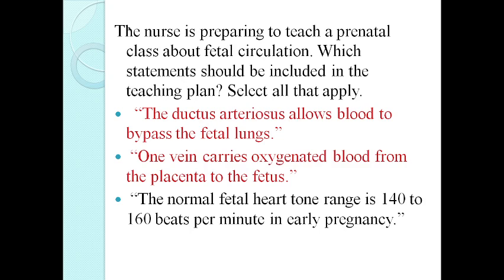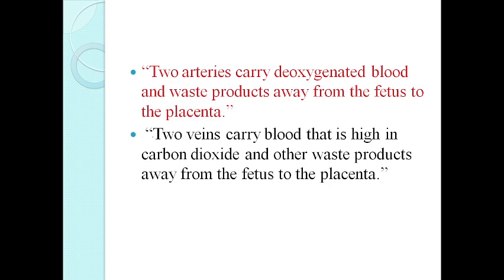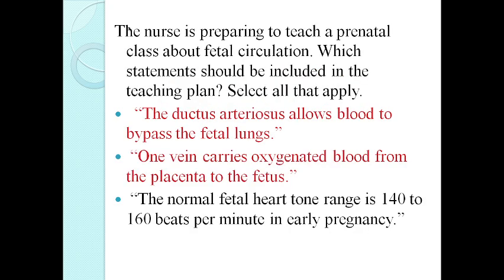Select all that apply. The options are: ductus arteriosus allows blood to bypass the fetal lungs. One vein carries oxygenated blood from the placenta to the fetus. The normal fetal heart rate range is 140 to 160 beats per minute in early pregnancy. Two arteries carry deoxygenated blood and waste products away from the fetus to the placenta. Two veins carry blood that is high in carbon dioxide and other waste products away from the fetus to the placenta.